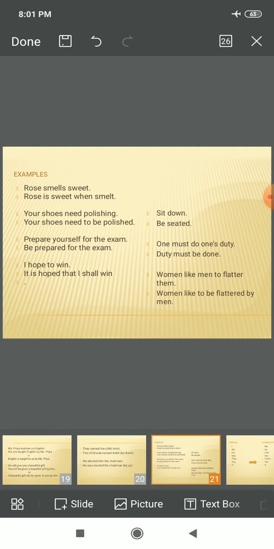Prepare yourself for the exam. Be prepared for the exam. I hope to win. It is hoped that I shall win. Or I hope that I shall win. That is also correct. Right? So, sit down. How can we say it in passive? Sit down or be seated.